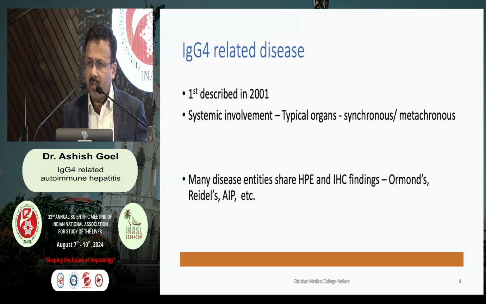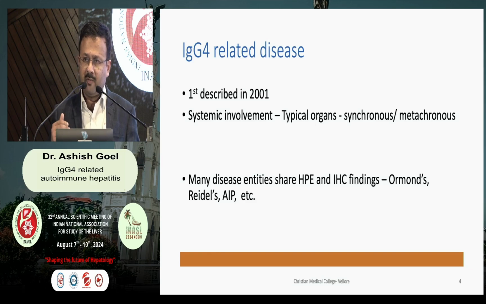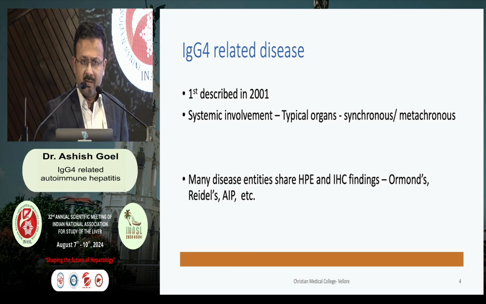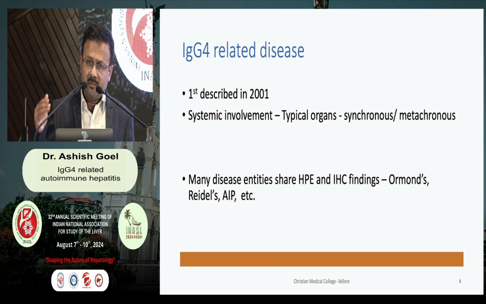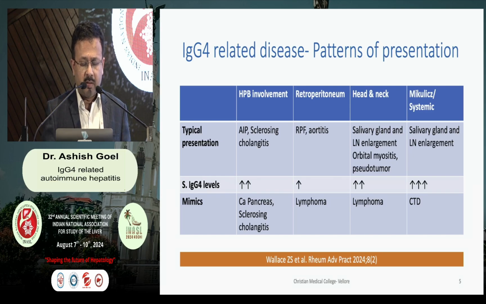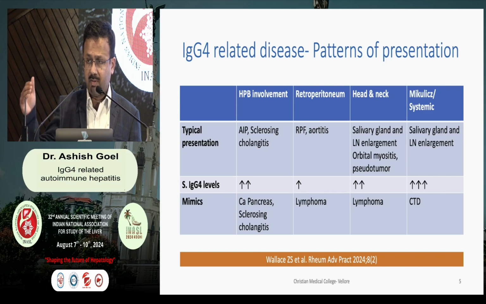The first term, IgG4 related disease, is a fairly well established term. All of us would be aware of this, and it was first described in 2001. It has a systemic involvement, but there are typical organs that get involved, either synchronously or metachronously, and it has been named by various entities. Histopathology and IHC will be similar in all these diseases, and the usual forms are one of these four forms. It can be HPB involvement, retroperitoneum, head and neck, or Mikulicz or systemic involvement.